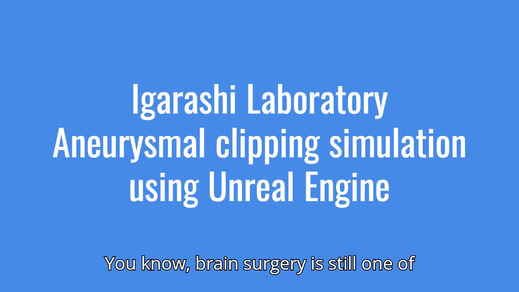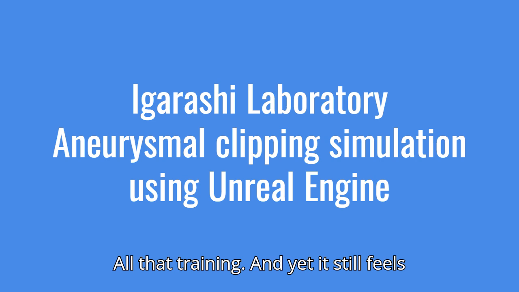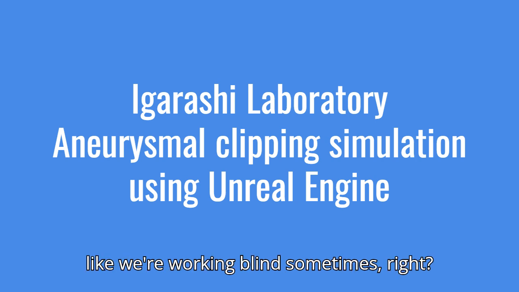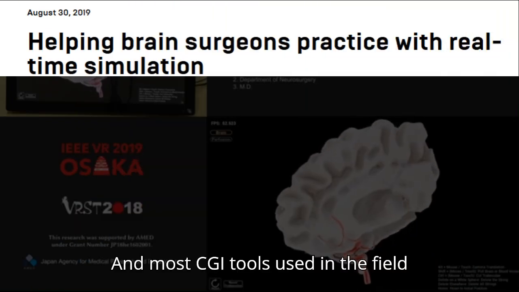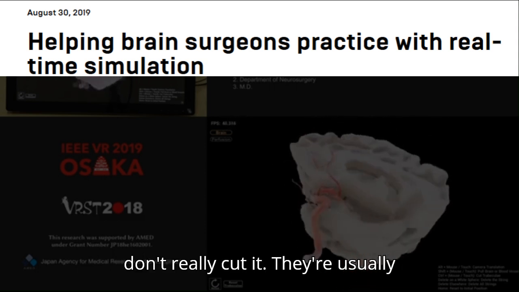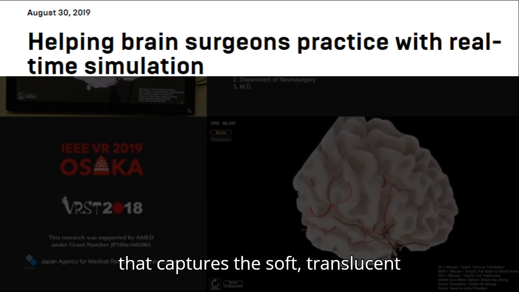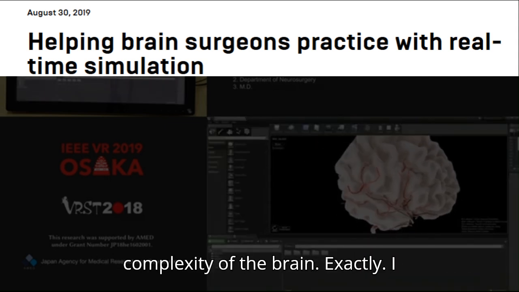Brain surgery is still one of the toughest, most delicate things we do. All that training, and yet it still feels like we're working blind sometimes. Right. And most CGI tools used in the field don't really cut it. They're usually limited to stiff, opaque models, nothing that captures the soft, translucent complexity of the brain.